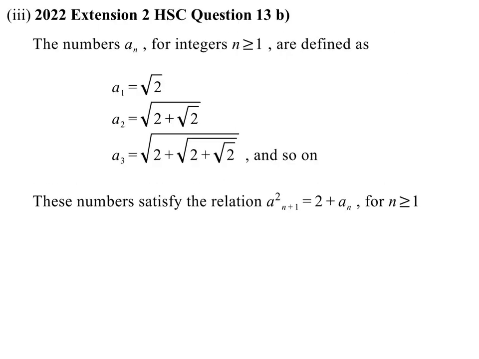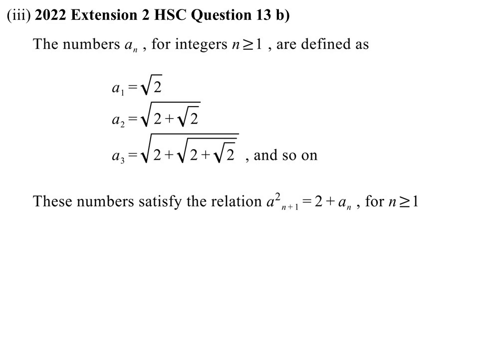Let's have a look at this one from 2 years ago. It was a recursive one. Also involved the square root of 2, coincidentally. But here's the definition. The first term is square root of 2. The second term is the square root of 2 plus root 2. Third term, square root of 2 plus root 2 plus root 2, and so on and so on.